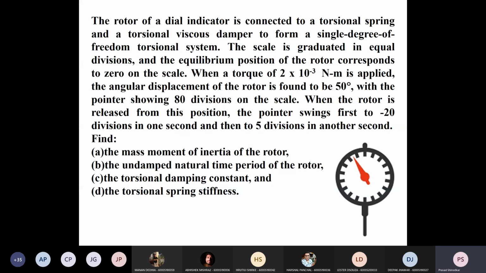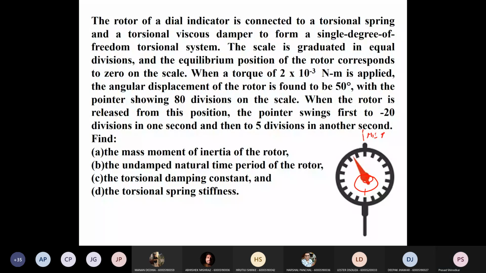Okay, so it is a dial indicator connected to a torsion spring. So below this arm, somewhere here, there is a torsional spring attached like this, and a torsional viscous damper. So a damper is also attached over here, a viscous damper, to form a single degree of freedom torsional system. The scale is graduated in equal divisions. The equilibrium position of the rotor corresponds to 0. So here it is the mean equilibrium position.